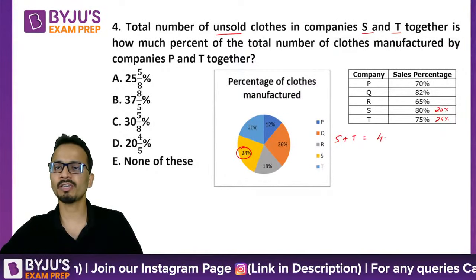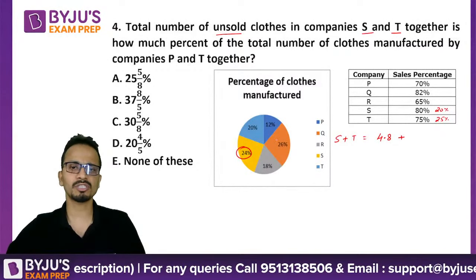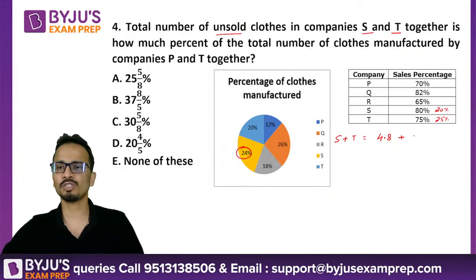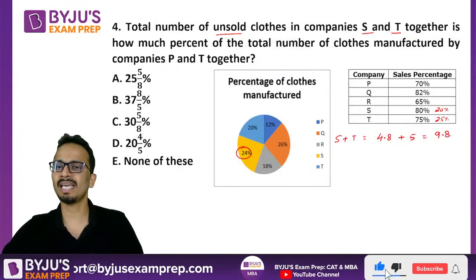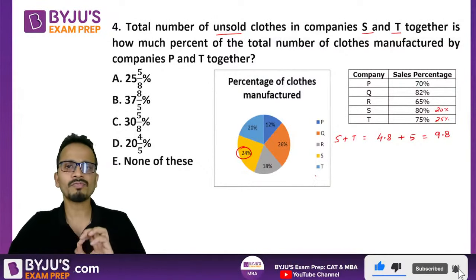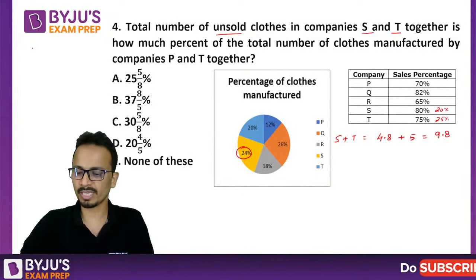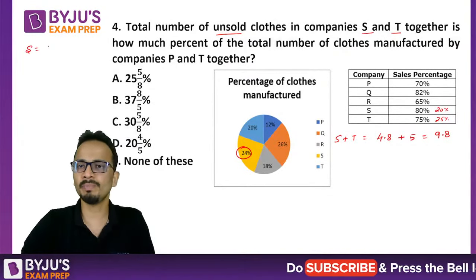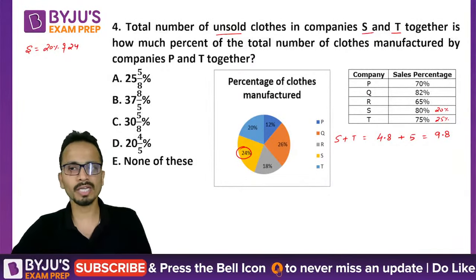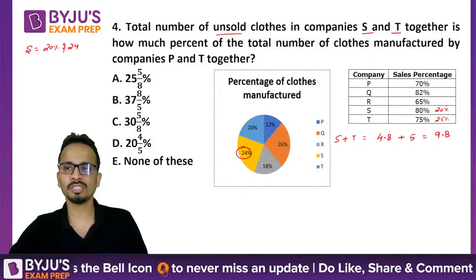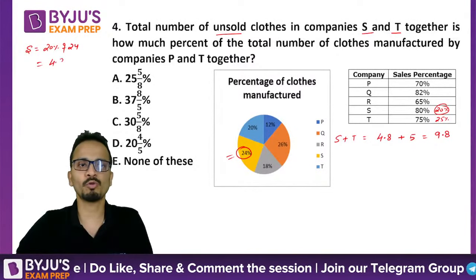20% of 24 will be 4.8. And then for T it will be 25% of 20. 25% of 20 will be 5. So the first value is coming out to be 9.8, the total number of unsold clothes in company S and T together. I'm writing it once again on the left hand side. For S it will be 20% of 24. Sold is 80%, unsold will be 20% of what they have manufactured. So this value will come out to be 4.8.